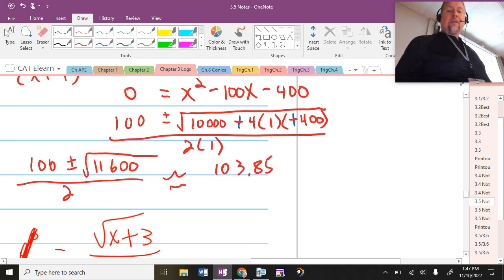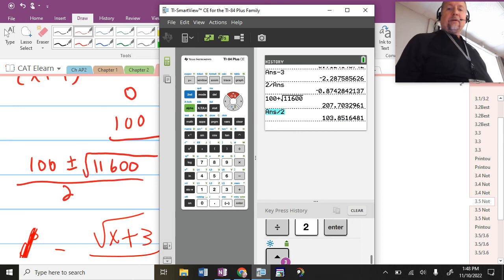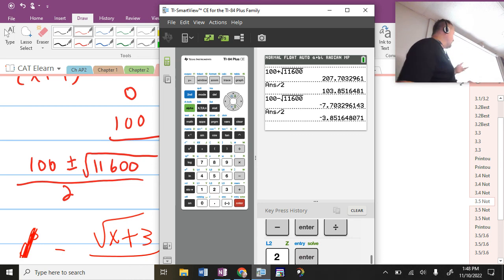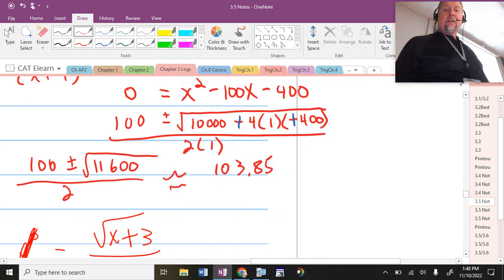103.85. And then the other one, you know what? I just don't feel like typing those, and you can do this. Press enter and then change that to a minus sign, and you could do it a lot faster than I just did. Now get the minus answer divided by 2. Sorry for showing the calculator so small, but you shouldn't have to be taught how to type on the calculator. Negative 3.85.